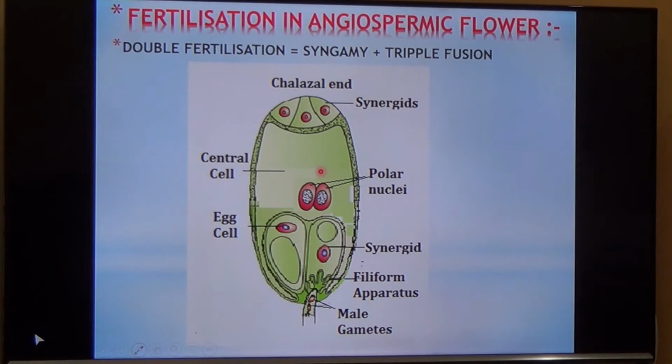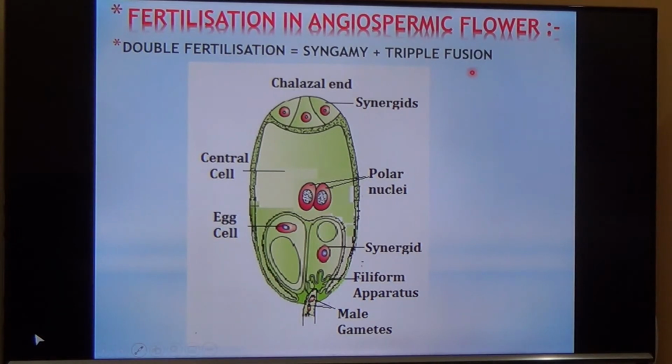Since in the central cell, the three haploid nuclei are fusing together, we will call it triple fusion. That means fusion of three haploid nuclei. Now, fusion of the male and female gametes is called syngamy. Fusion of two polar nuclei and the second male gamete is called triple fusion.